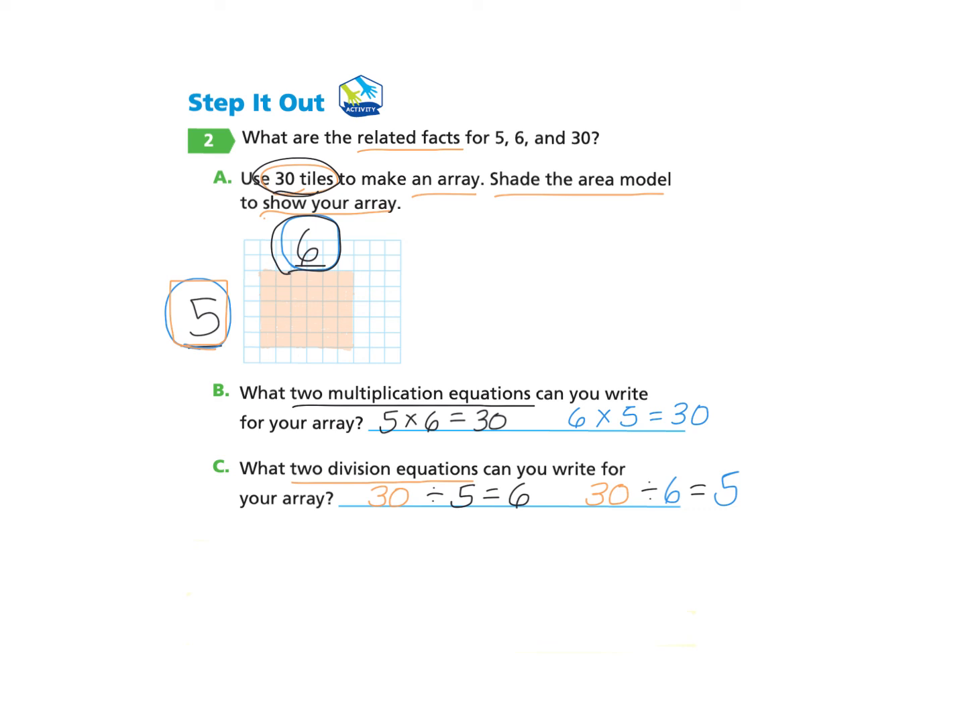So after completing A, B, and C, we have now shown the related facts for the numbers 5, 6, and 30. You are always welcome to go back and re-watch this video and pause along the way as needed.